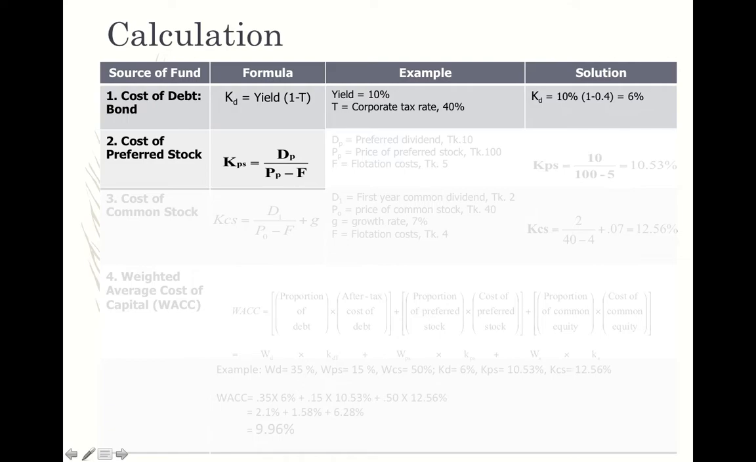Now here one interesting point is that we are writing minus F. F is the flotation cost. Once you try to raise money by selling preferred stock, if the price is 100 taka, you are not going to get 100 taka in full.